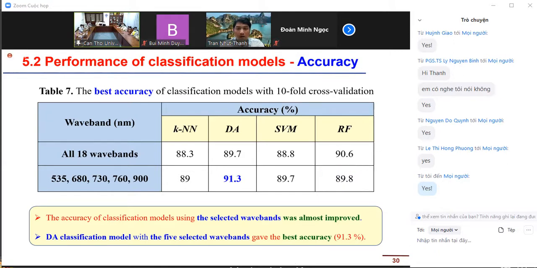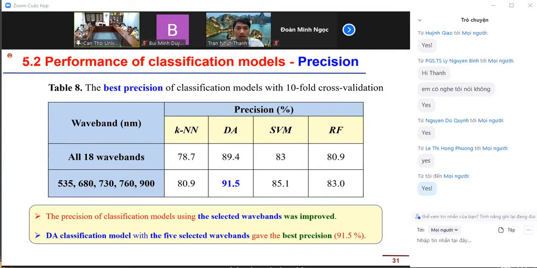And for overall comparison, the DA model with 5 selected wavebands gives the best accuracy of 91.3%. And for precision, this is also similar to the case of accuracy. The precision of the models was improved when using selected wavebands. And for overall comparison, the DA model with 5 selected wavebands also gives the best precision of 91.5%.